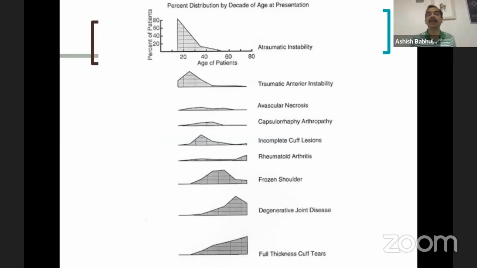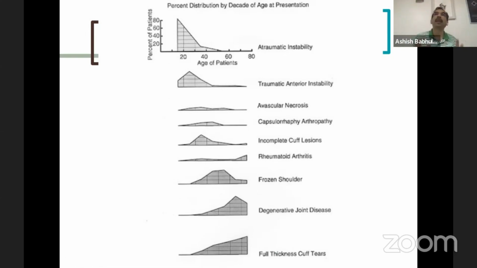The best thing about the shoulder joint is that as the patient walks into the examination room, the examiner can look at the patient, and by age, you can understand what condition it is likely to be. It's one of the few joints where conditions are sharply demarcated by age. A young patient is likely to have a traumatic instability. In the middle ages, you've got incomplete cuff, partial cuff, subacromial impingements. In elderly patients, you have frozen shoulder beyond the 50s, and beyond 60s, you're dealing with degenerative joint disease and full thickness cuff tear.